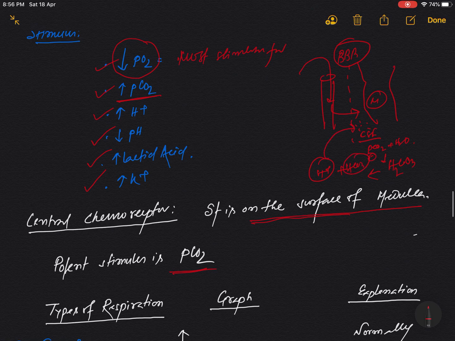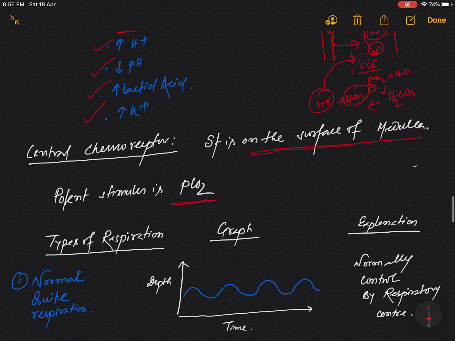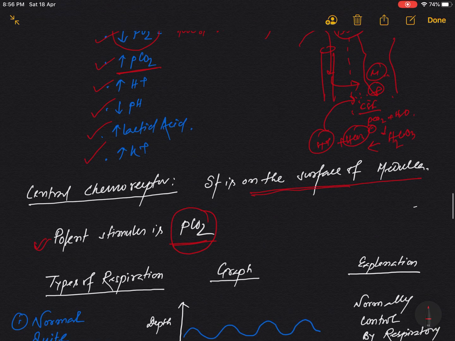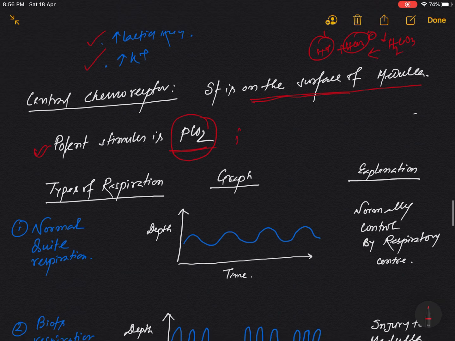That H plus ion causes stimulation of the central chemoreceptor. So the potent stimulus for central chemoreceptor is PCO2, but the potent stimulus for central chemoreceptor in CSF is H plus ion.